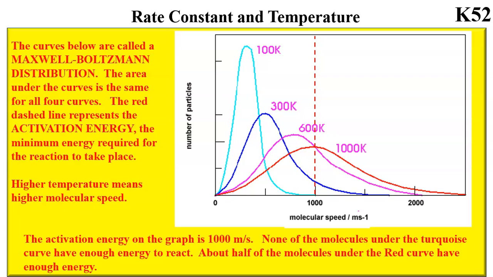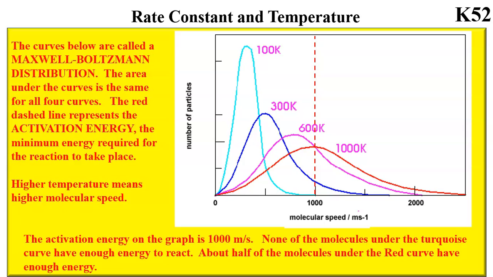The highest temperature curve, the red one, is at 1000 K, and that is flatter, and more of that curve is off to the right. What that dashed line is, that's the activation energy, and we're just assuming that that's some hypothetical molecular speed of the molecules. So the area under the curves is the same for all four. The red dashed line represents the activation energy, the minimum energy for the reaction to take place. So higher temperatures means higher molecular speed.